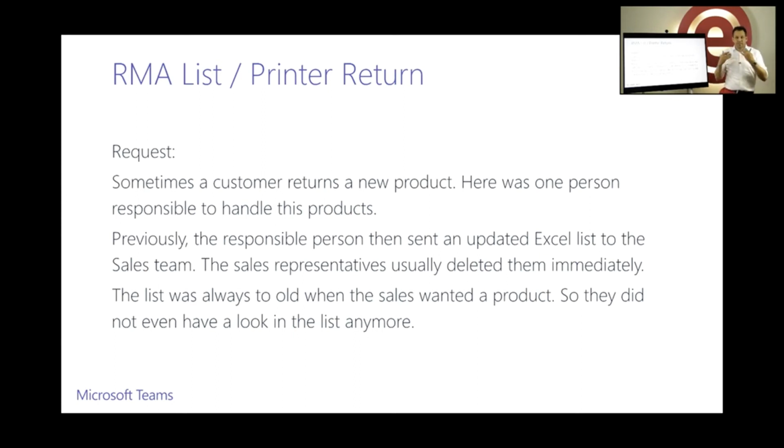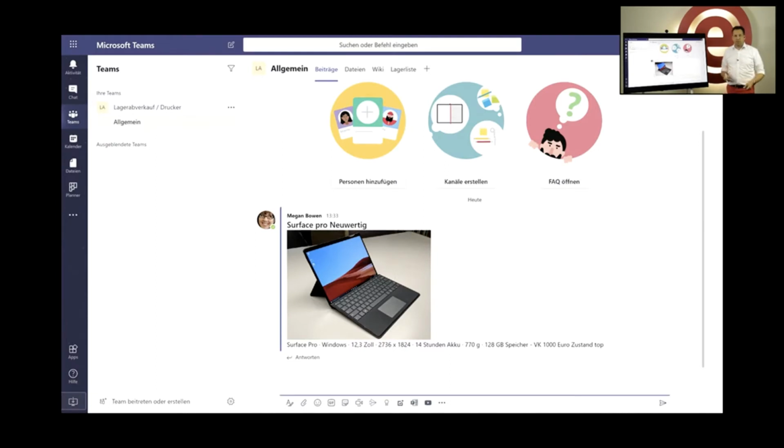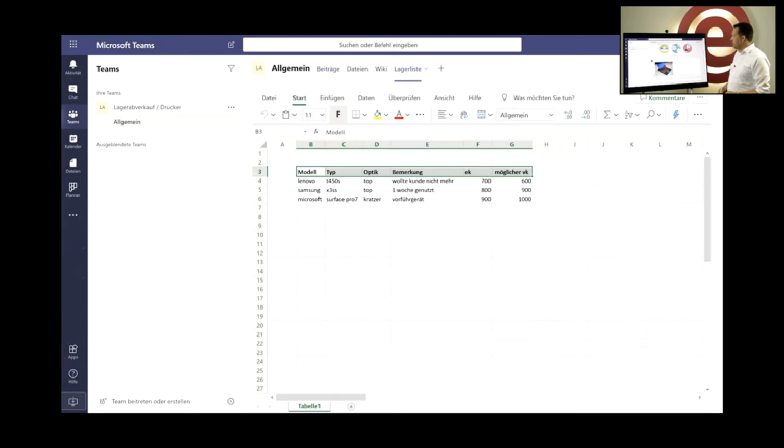And because these are special things, the salesperson doesn't even know what it is, because in this Excel list they cannot see it very well. So what we have done is build up a Teams team where we have, first of all, this in-stock list, as the person before just sent out by email once a month.